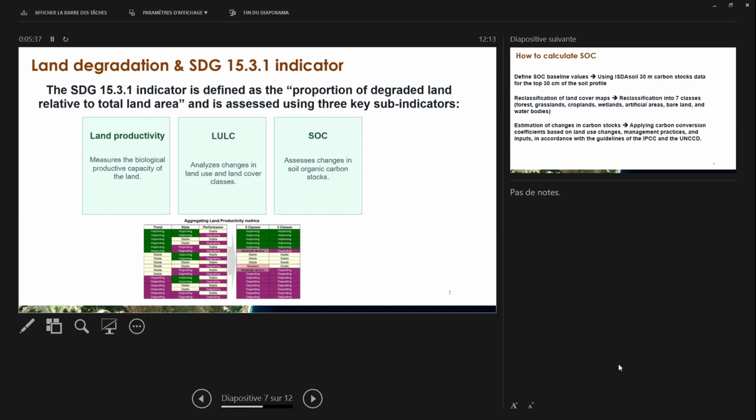SDG 15.3.1 is defined as the proportion of degraded land relative to total land area, and is assessed using the three mentioned sub-indicators: land productivity, which measures the biological productive capacity of land; land use land cover, which analyzes the changes in land use and land cover classes; and soil organic carbon, which assesses the changes in soil organic carbon stocks in the area of study.